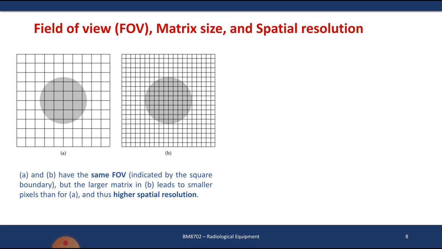It means that A and B have the same field of view. You have a box over your circle, and in B also you have a box over your circle. The circle is your organ, for instance, let's say it's a brain. If you are looking at the brain, the field of view is your square box which we place over the brain. Here, matrix B has higher spatial resolution. Why does it have higher spatial resolution? If you look at A, the boxes are big when compared to B. The small boxes mean a higher number of pixels.